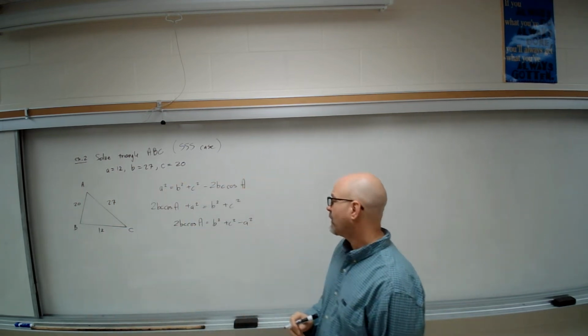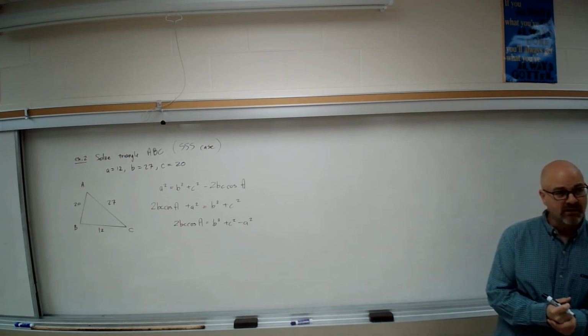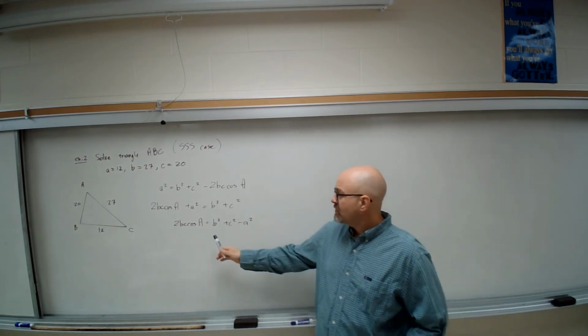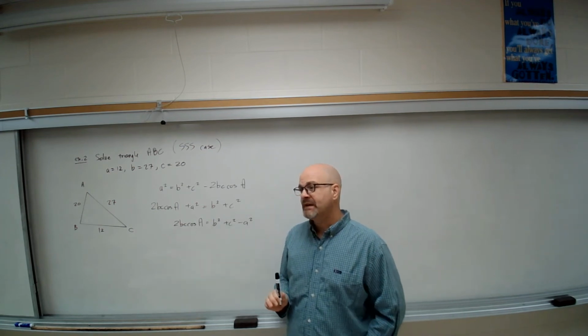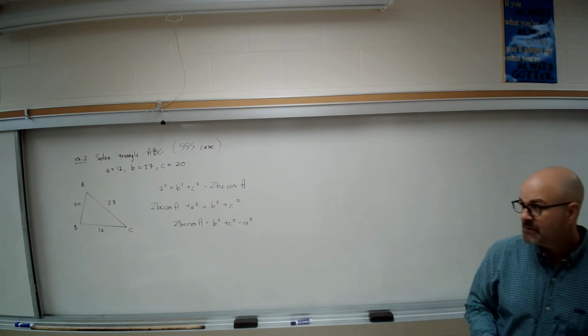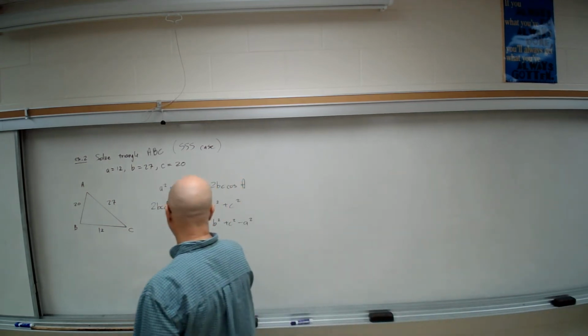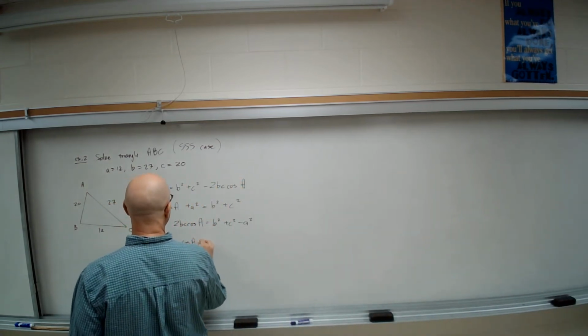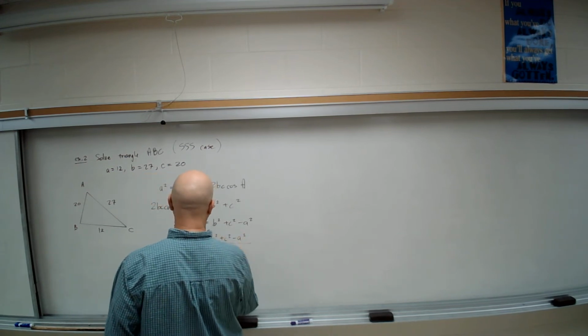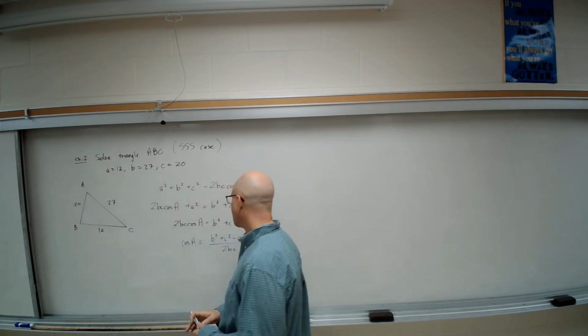All right, so now on the right side I have B squared plus C squared minus A squared. And then I just want cosine of A over here. I don't want the 2BC. Since it's being multiplied, I'm going to divide both sides by 2BC. So cosine of A equals B squared plus C squared minus A squared over 2BC.